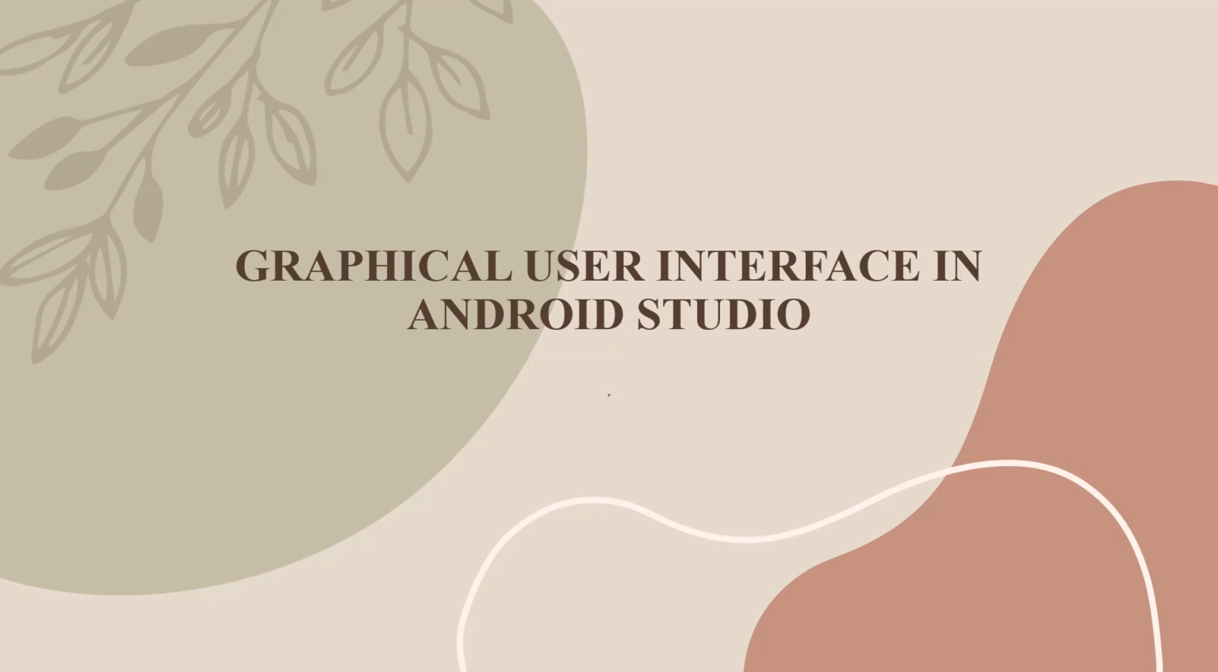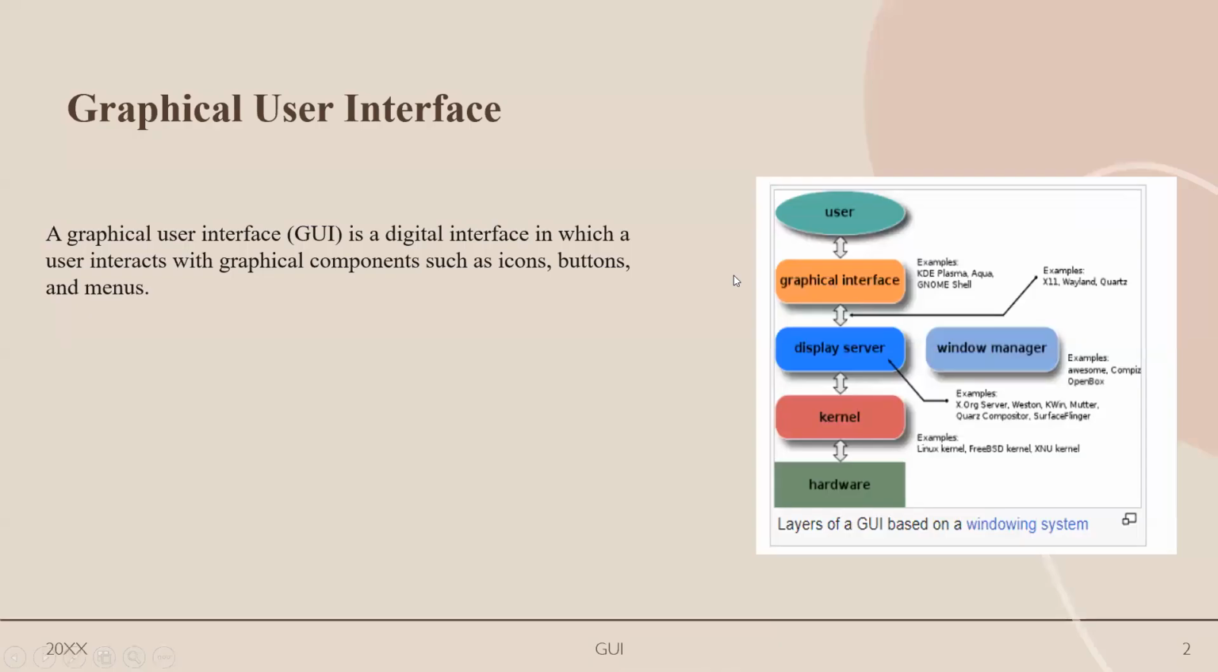Today we are going to discuss the graphical user interface in Android Studio. Before going to the topic, we need to know what a graphical user interface is. It is commonly known as GUI. It is a digital interface in which a user interacts with graphical components such as icons, buttons, and menus.